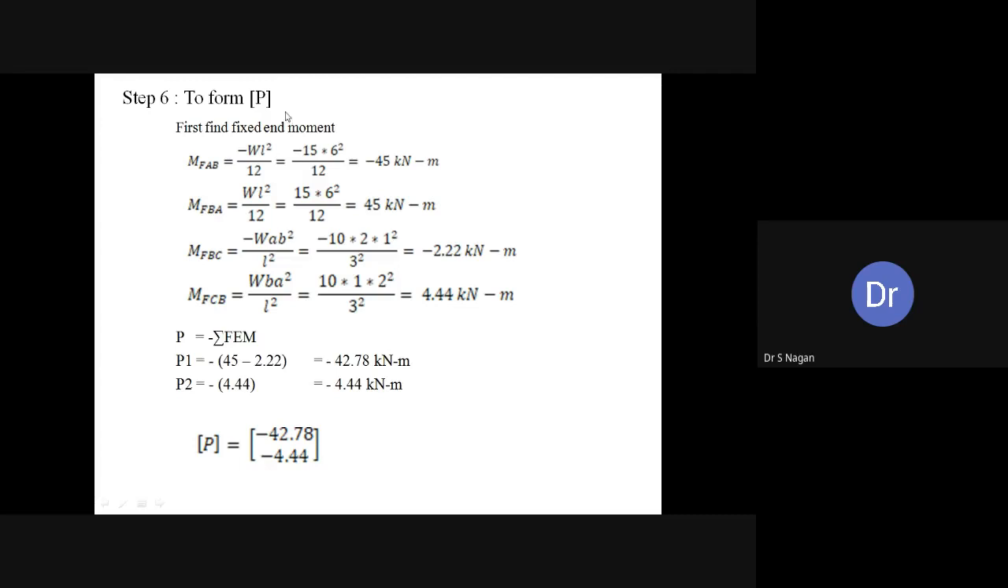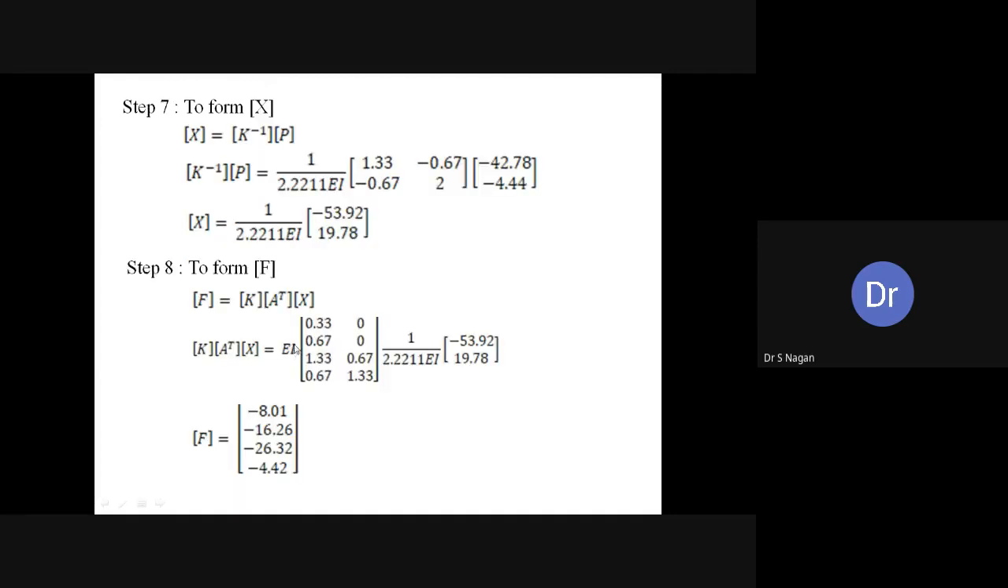So this P matrix we are forming with the help of fixed end moments. Fixed end moments due to different loads, we know how to calculate. So have the fixed end moments, mark them on the continuous beam, draw the P diagram and compare. At P1, what is the sum of fixed end moments? At P2, what is the sum of fixed end moments? Minus of the sum of fixed end moments is the P value.